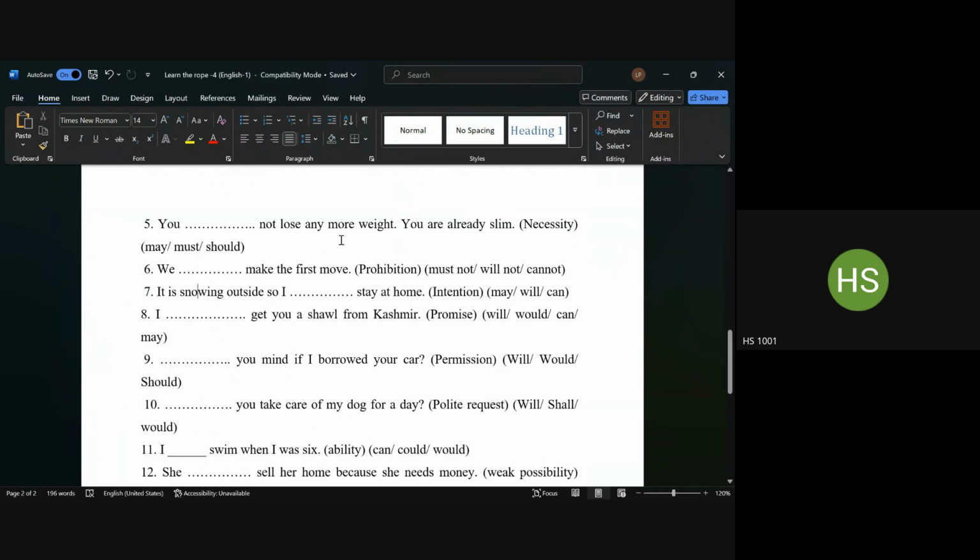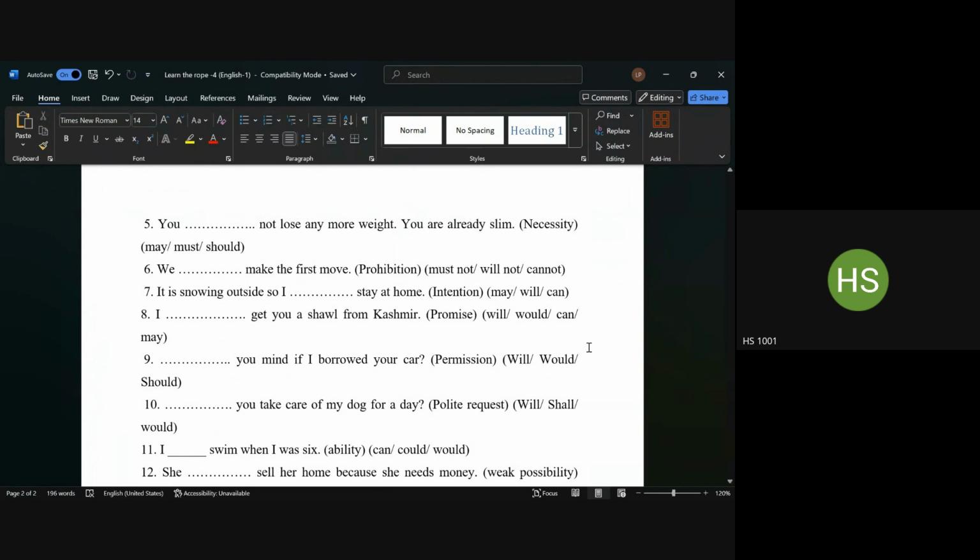Then: We dash make the first move. Prohibition. Must not. Again, prohibition is also something that is done only when it is necessary. You prohibit something when it is necessary. You don't do it out of a whim or fancy. Sixth one: We must not make the first move. Prohibition. We must not. Necessity.